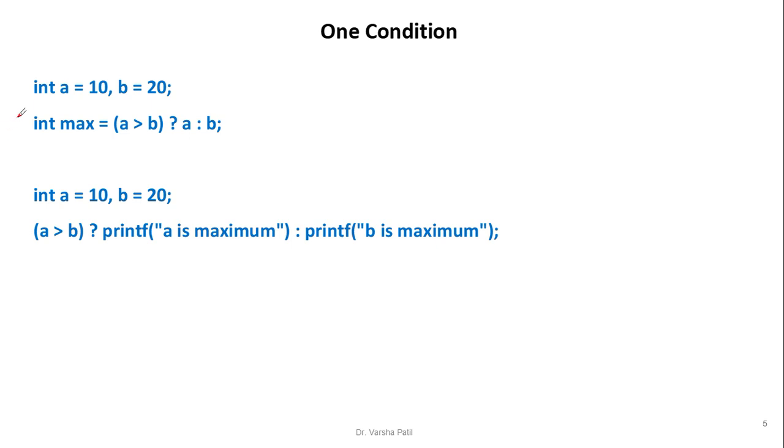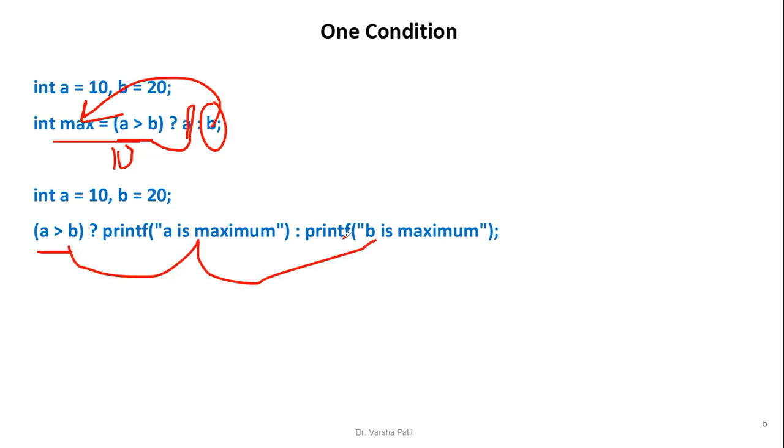One condition: a equal to 10, b equal to 20. We want to find the maximum number. So a is greater than b; if true, question mark, it will take this statement, otherwise it will take this statement. Now here 10 greater than 20, the condition fails. So when the condition fails, it goes to the else part, after the colon, and whatever the value of b is is assigned to max. So either we can assign the value to a variable, or if we want, we can print it. For example, if a is greater than b, print a is maximum, else print b is maximum.